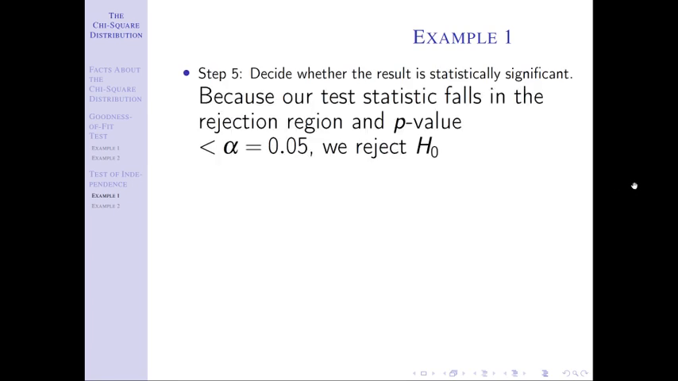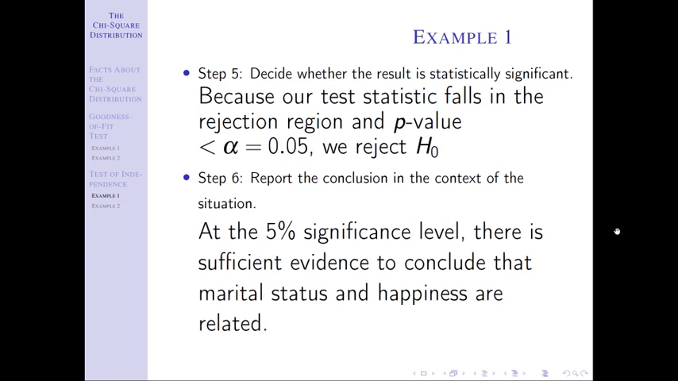Because we have a really small p-value, we reject the null. Because we reject the null, we can conclude the alternative. The alternative is that these two variables are related, so we can conclude that marital status and happiness are related.